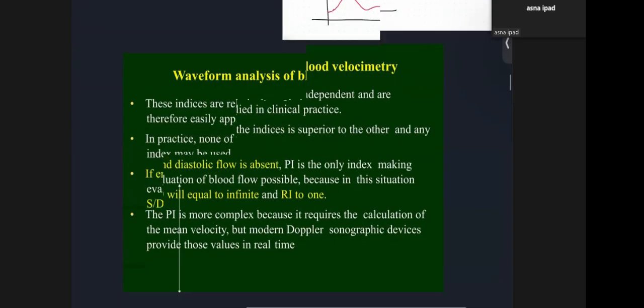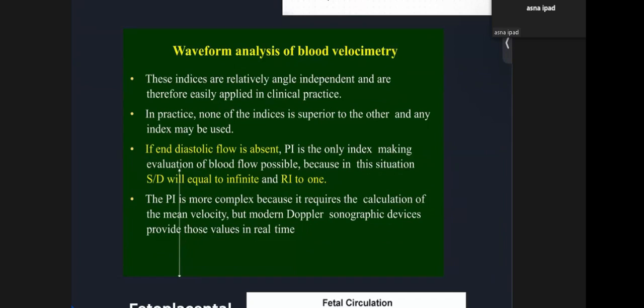So these indices are relatively angle independent and therefore easily applied in clinical practice. None of the indices is superior to the other, and any index can be used. If end diastolic flow is absent, PI is the only index making some sense, because in this situation S by D will become infinite and RI will become 1. PI is more complex because it requires the calculation of the V mean, but modern machines provide those values in real time.